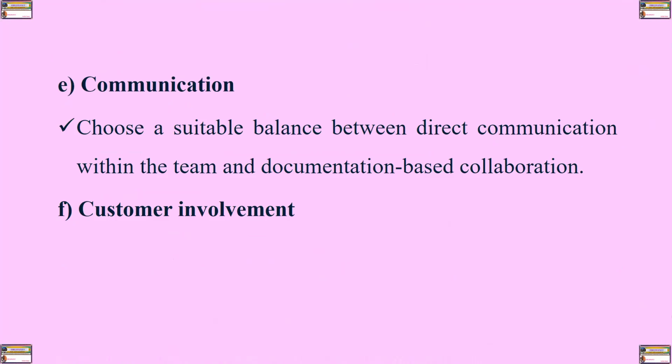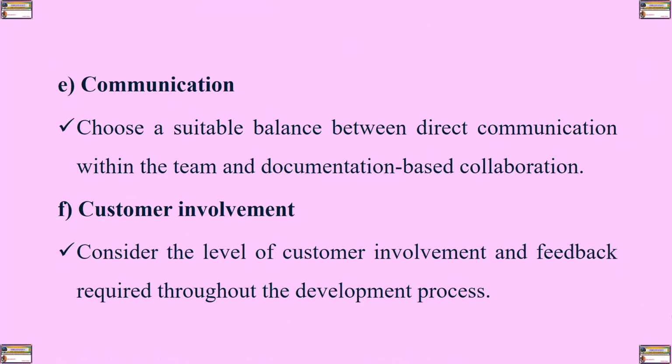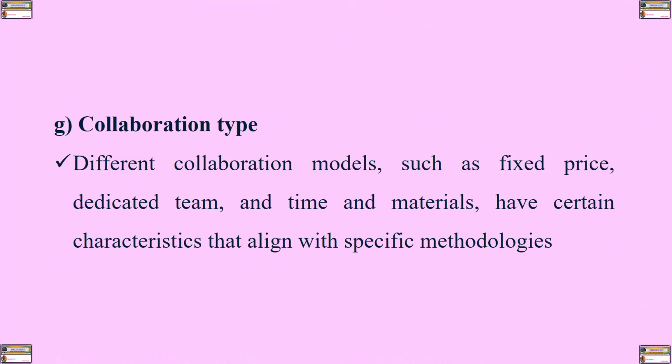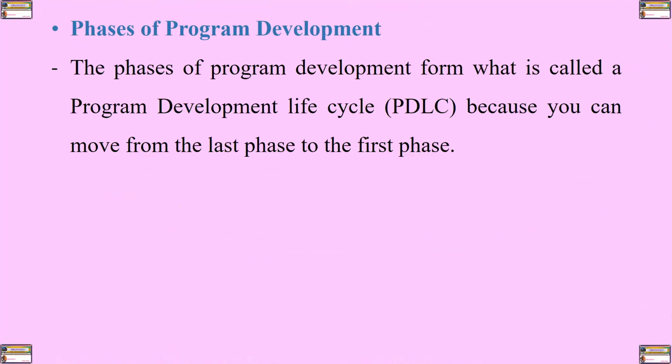Number six is customer involvement. Consider the level of customer involvement and the feedback required throughout the development process. Number seven is collaborative type. Different collaborative models, such as fixed price, dedicated team, and time and materials have certain characteristics that align with specific methodologies. So what are the phases of program development?